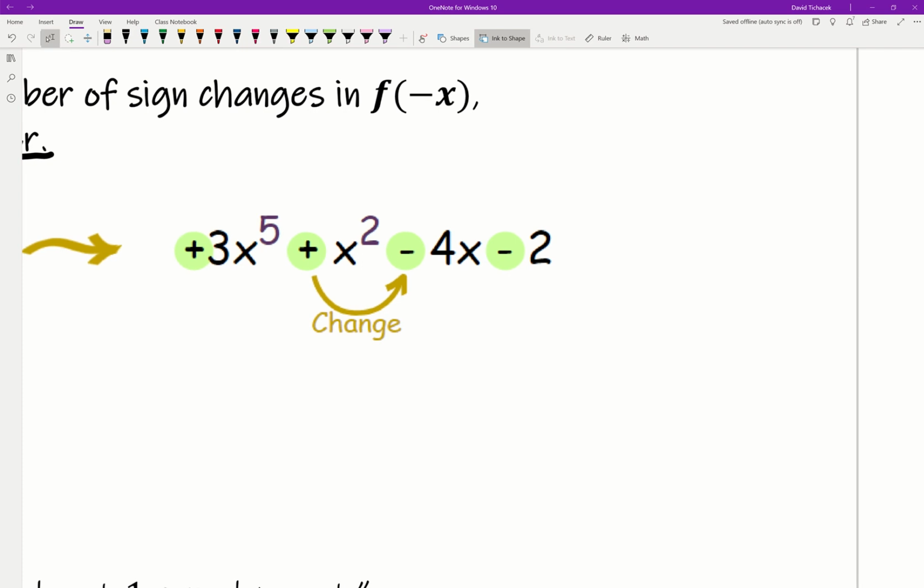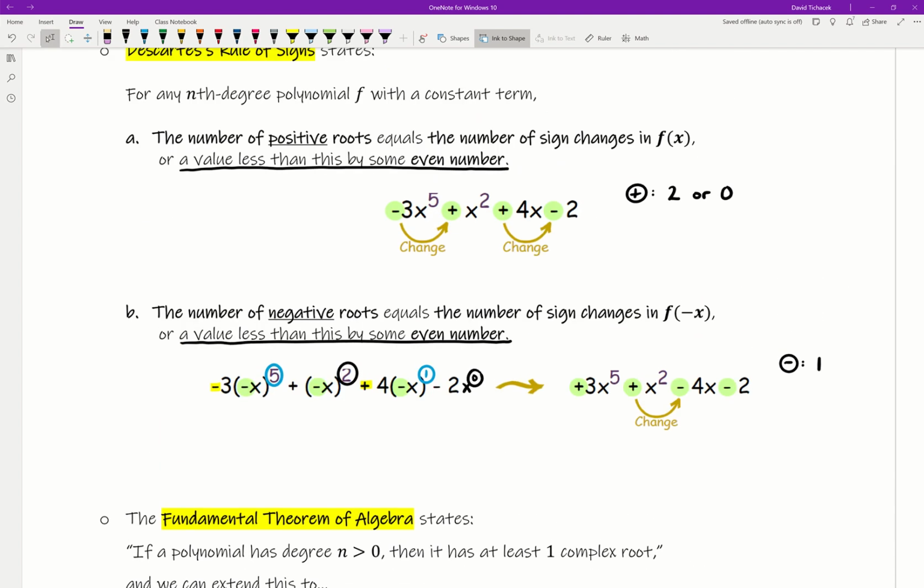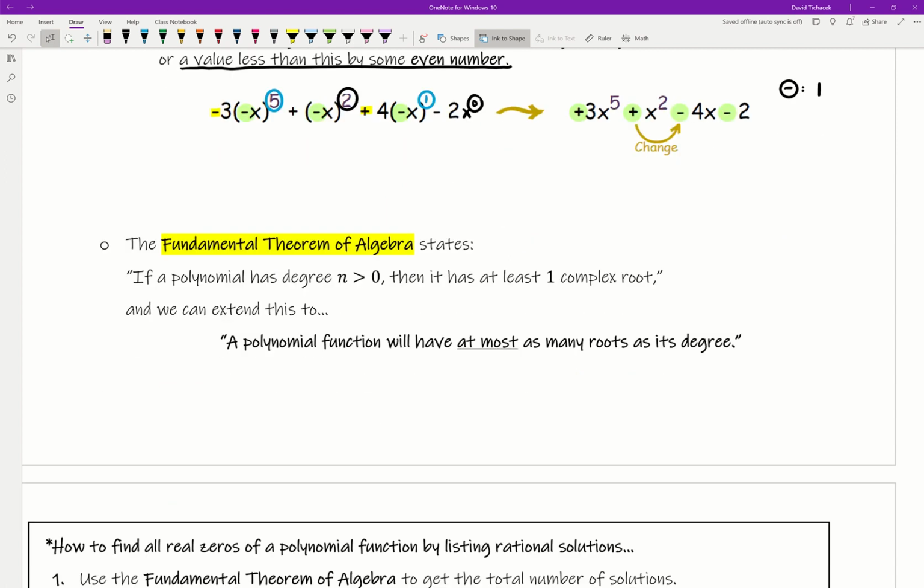And then you just do the same thing. You count the number of sign changes. Here that's going to be 1, so the number of negative roots that I would expect is just going to be that number or less than that by some sort of even number, okay? So that's what Descartes' rule of signs says. Again, it doesn't really tell you what the zeros are. It's just going to tell you how many of them are going to be positive and how many are negative.